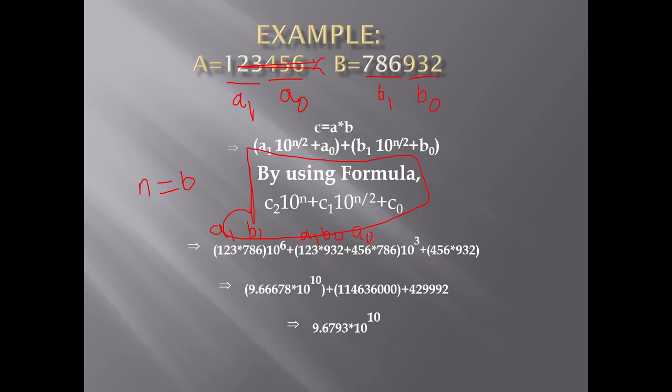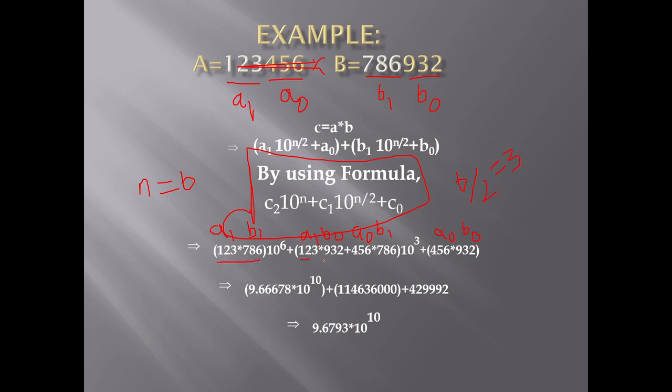A0 into B1, where A0 is equal to 456 and B1 is 786, into 10 to the power of n by 2, where n is equal to 6, so 6 by 2 is equal to 3, which is 10 to the power of 3, plus A0 into B0, where A0 is equal to 456 and B0 is equal to 932.